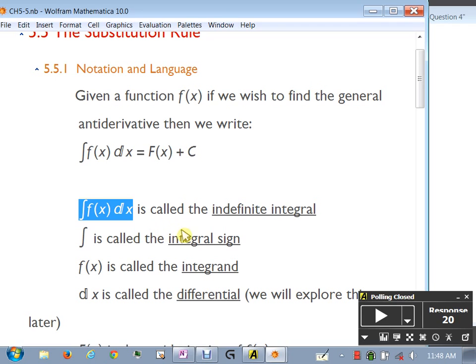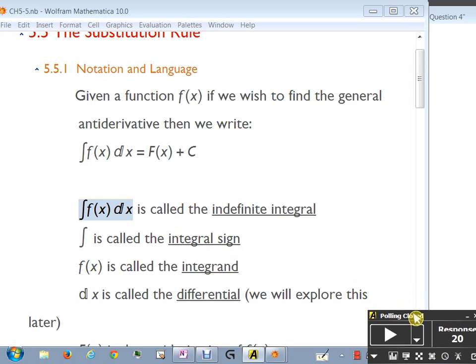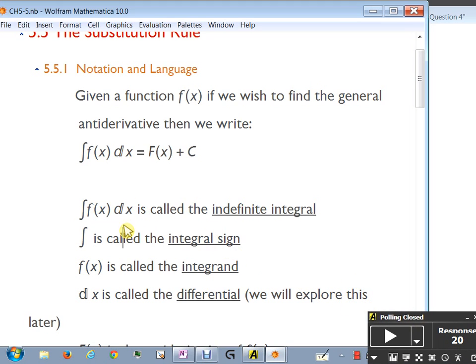The little dx that's right here is called the differential operator, or the differential. At this point, again, we're going to explore this later. For now, just realize it's there. It keeps track of your variable. That's the way we'll look at it right now. Once we get to the sigma notation, you'll actually see that that dx has physical meaning. So we're not going to worry yet.